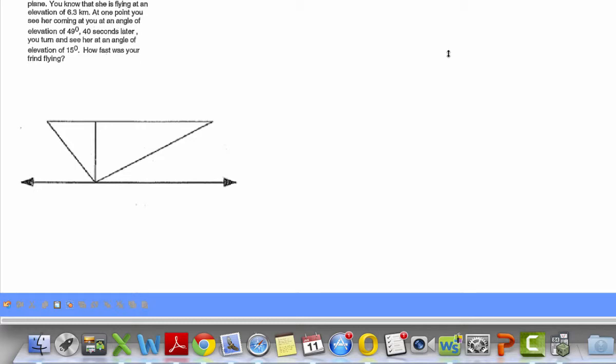Okay, last of the day 3 word problems. You're standing on the ground when you observe a friend flying a fighter jet plane. I didn't realize that we had friends who flew fighter jet planes. You know that she is flying at an elevation of 6.3 kilometers. So if we start filling in what we need here, we know that this is the ground. Here's your friend in the fighter jet.